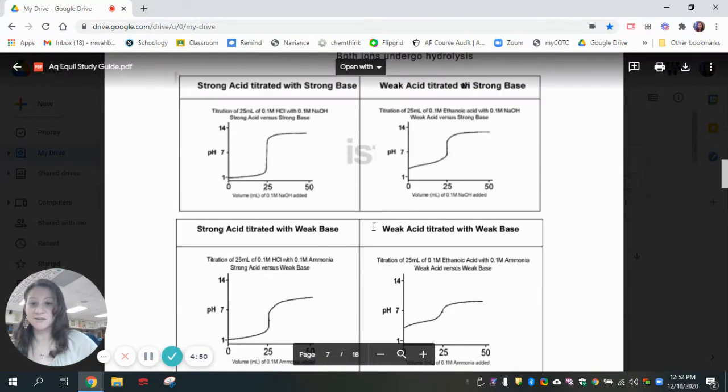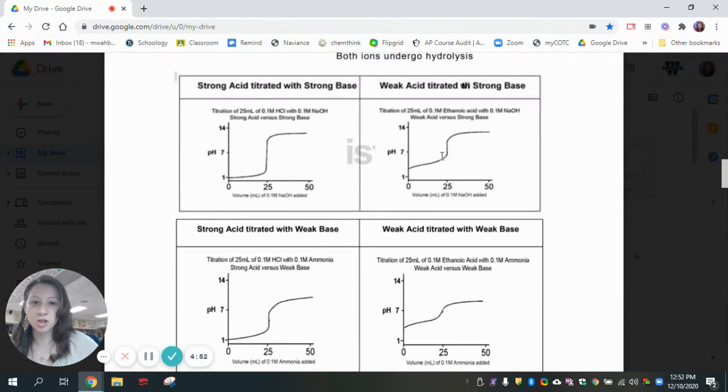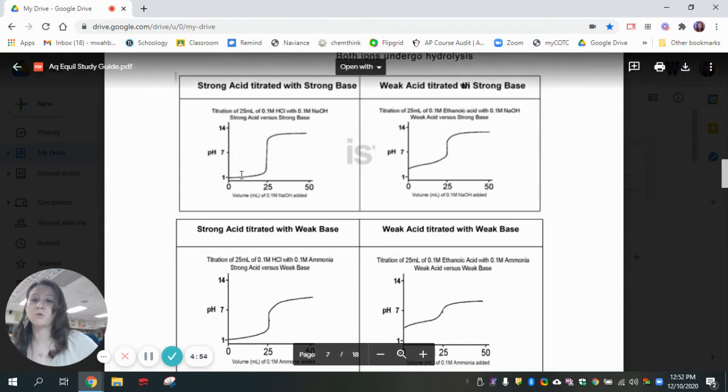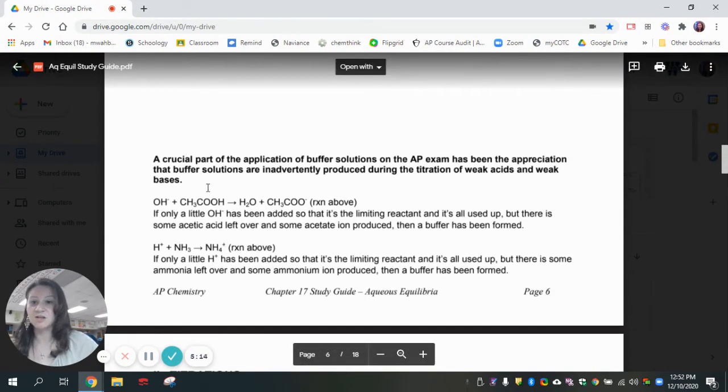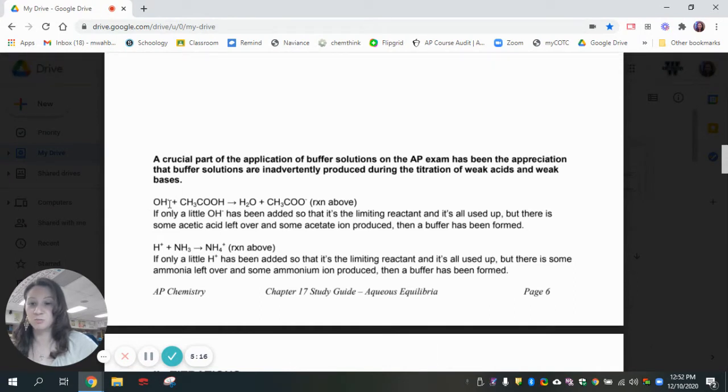And that is why you have this portion of your S curve where it's going very, very slowly, because that's a buffering zone, meaning that we have a buffer, and so as I add my OH minus, my pH is kind of remaining steady. Once it shoots up, that's when you've used up your buffer. That's when one of the components is done. So basically, when you've added enough OH minus to use up all of your acetic acid, so that you don't have any more of the buffer, that's when it shoots up.